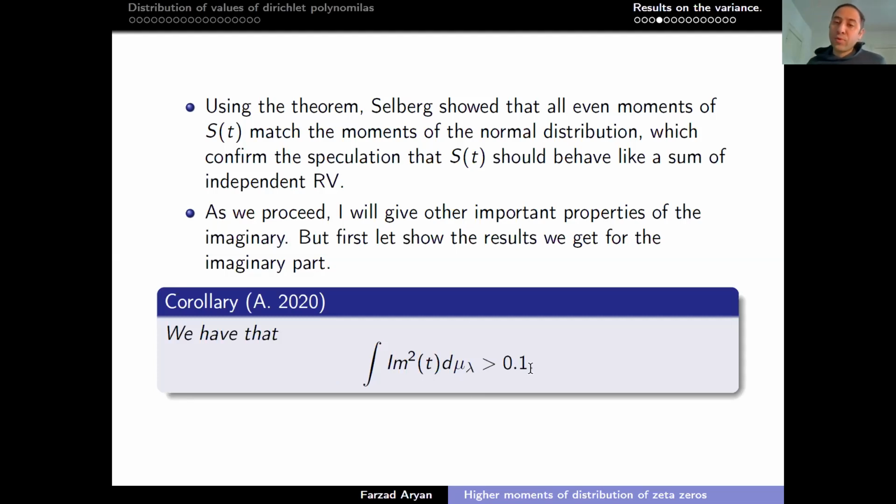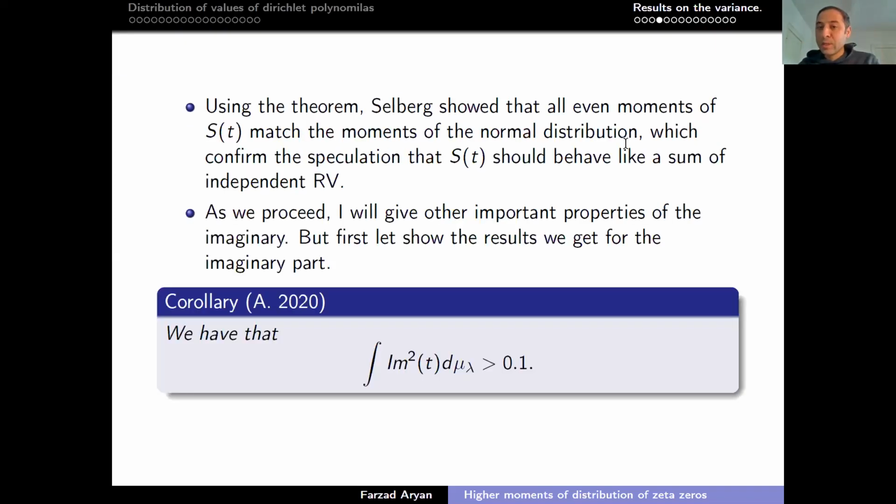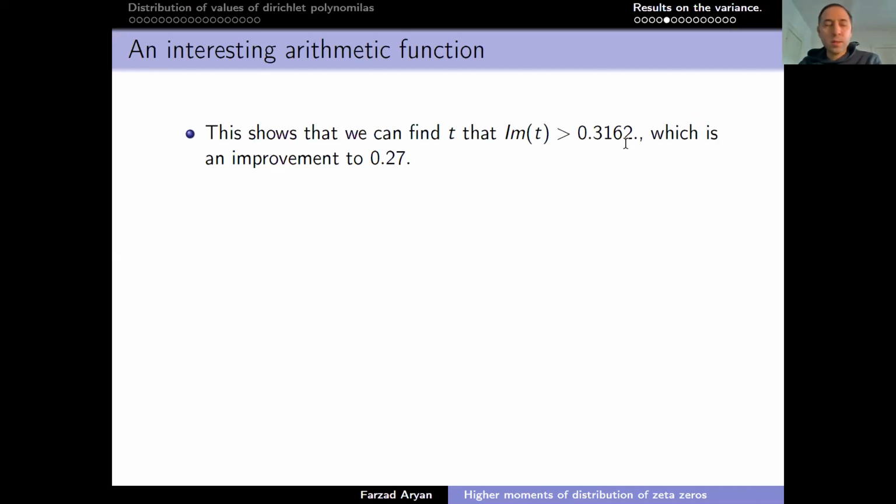Another important point is that using this mu of lambda is not the best modifier for it. It's obviously a very good modifier for the real part, but it's not for the imaginary part. But still, what I'm getting from this is that the imaginary part sometimes gets 0.3162, which is an improvement on what I can get from applying the Landau-Gonek formula. So this is important. Even though my modifier is not the best, I'm still beating the application of the Landau-Gonek formula for the large values of the imaginary part.